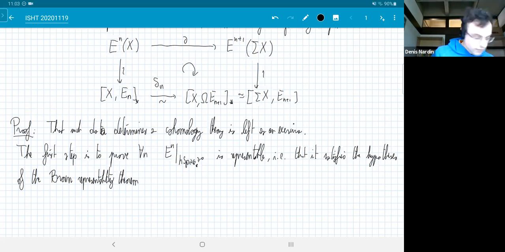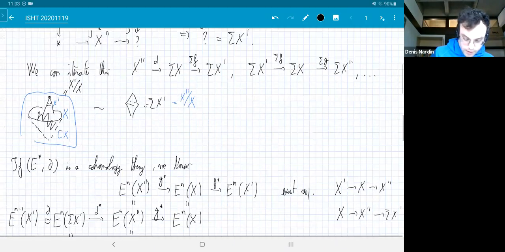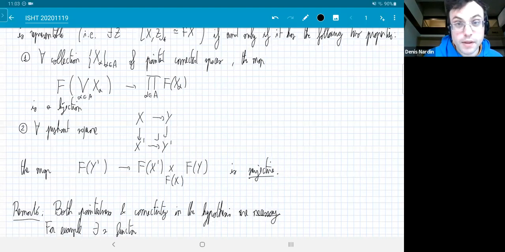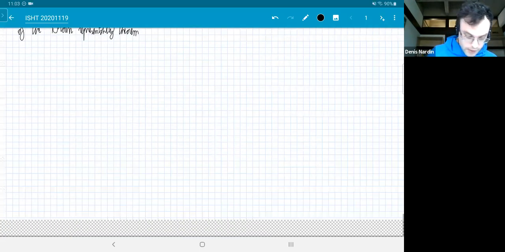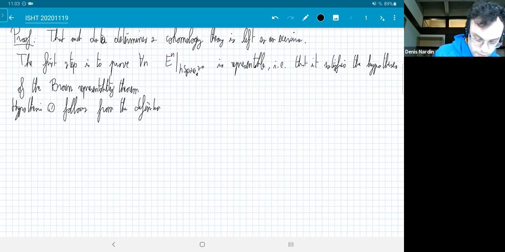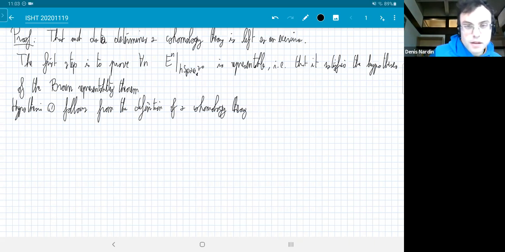So, okay, what were these hypotheses? Where did I put them? Here. Okay, the first hypothesis is going to be obvious. So we have these sends wedges to products, and we have this exactness hypothesis. So let's go back here. Hypothesis one follows from the definition of a cohomology theory. And if you want, the fact that products in abelian groups are the same thing as products in sets. But okay.